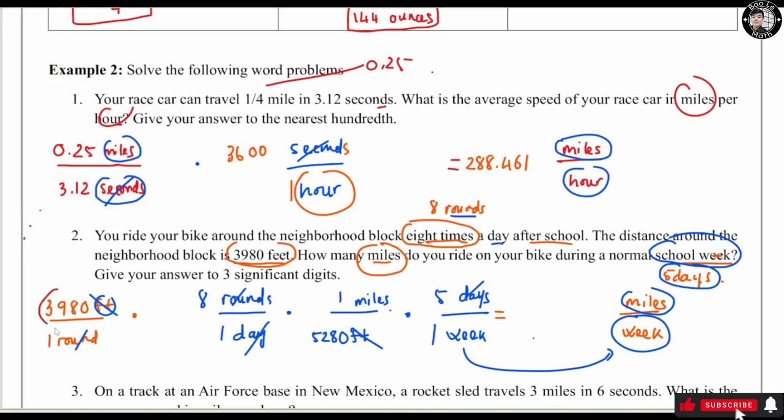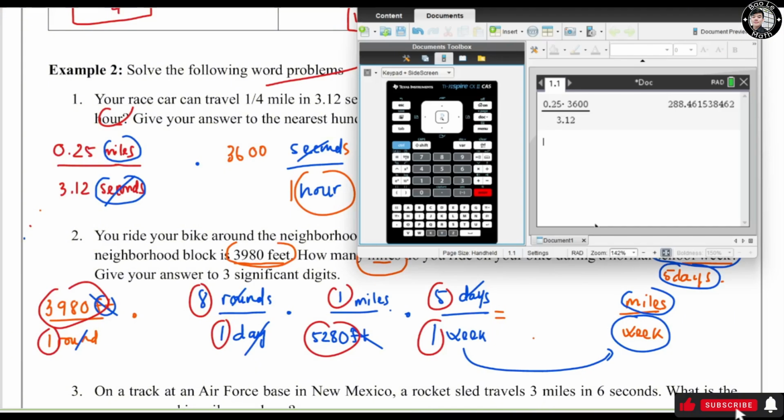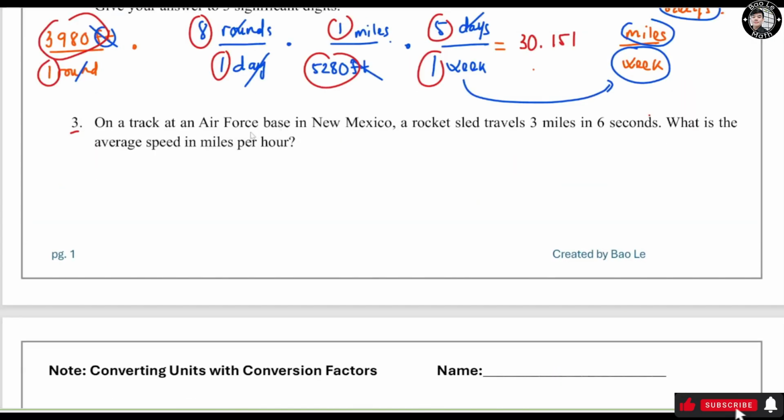You're going to multiply this, this, this, and this, and then you divide by this and this, right? So I'm going to bring up the calculator. Now we hit the button right here, put the fraction, press Ctrl, Enter. It's going to be 30.151. Now let's move on to question 3.